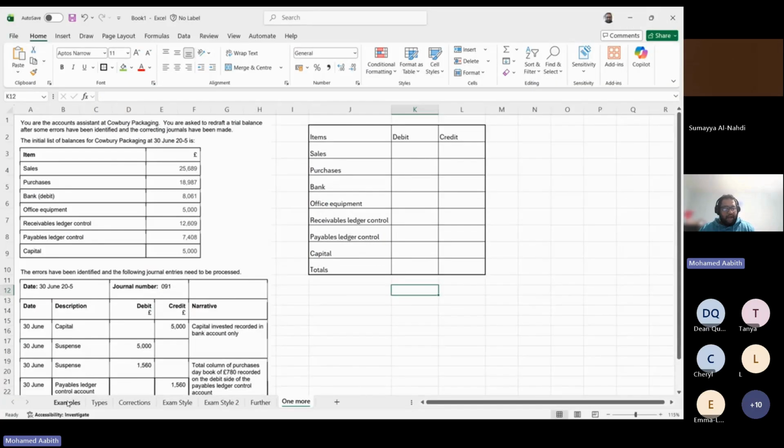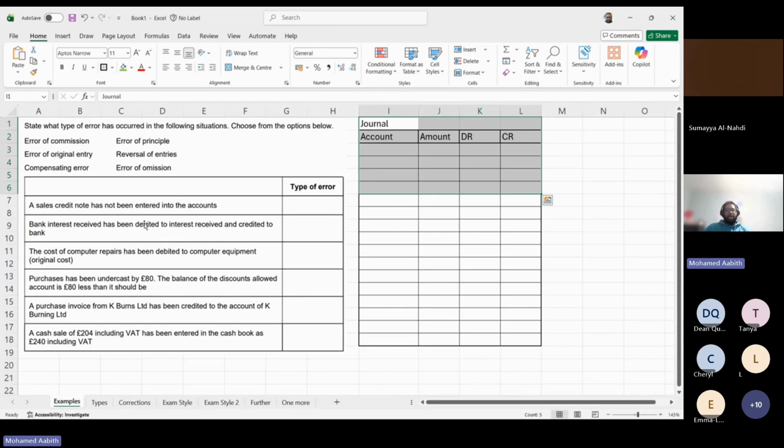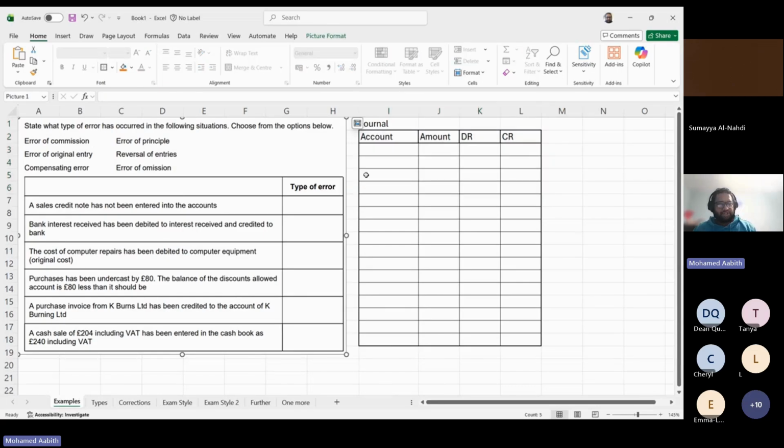Okay, so here I have several questions we're going to look into, and then some journal entries associated with that. So here we have 6 types of error, and these errors are the ones that are not going to create an imbalance on the trial balance. That means they are not disclosed by drawing the trial balance.